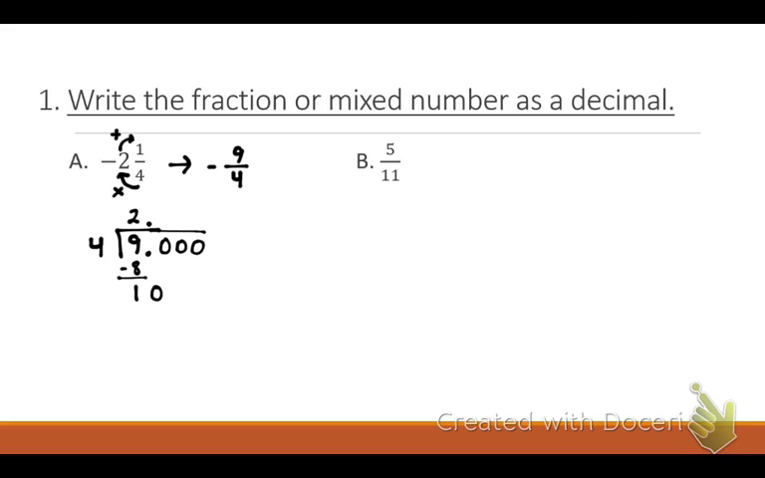How many times can 4 go into 10? 2 times. 2 times 4? 8. 10 minus 8? 2. Is the 2 smaller than that 4? Yes, bring down another 0.